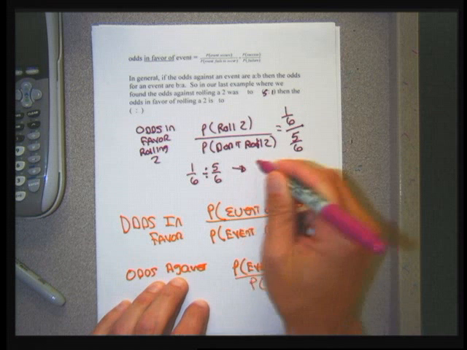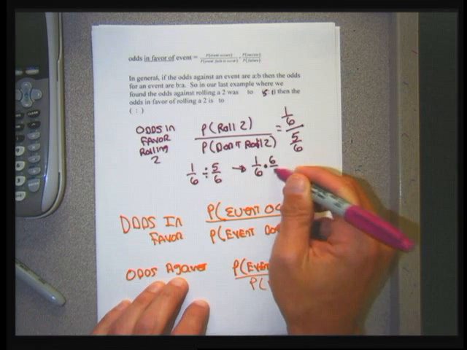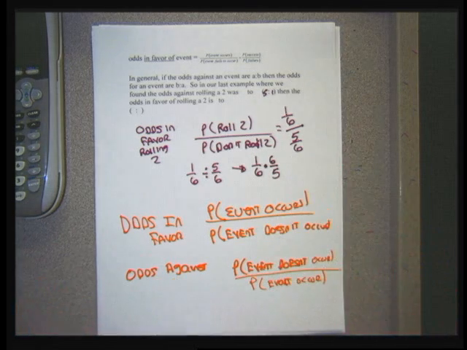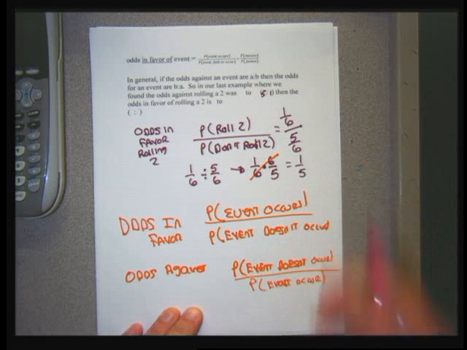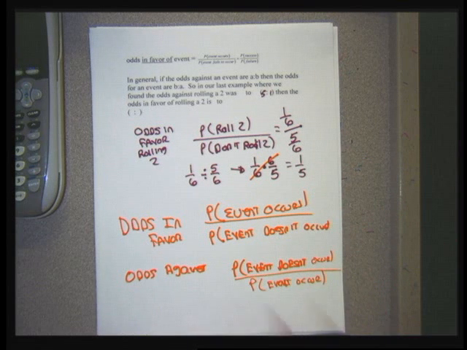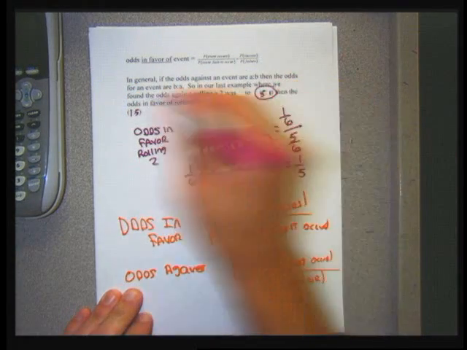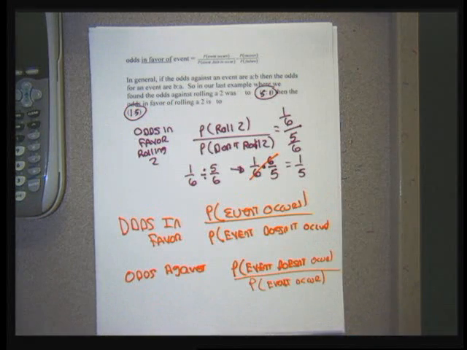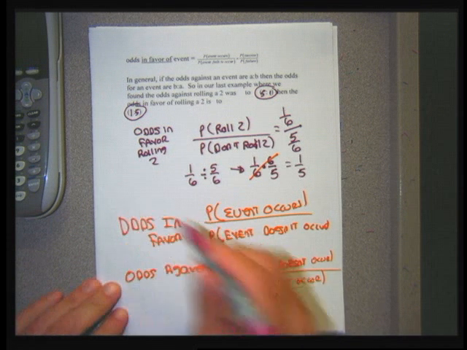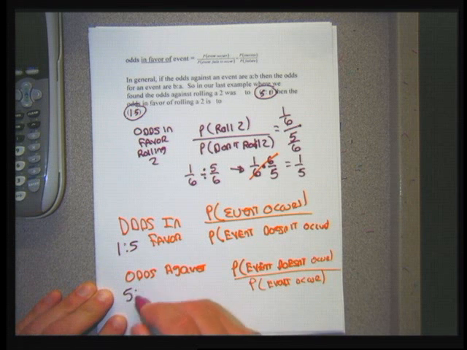If I write this as a division, that's 1 in 6 divided by 5 in 6. Then I'm going to make that division into a multiplication by flipping the fraction. So it's going to be 1 in 6 times 6 in 5. I'll cancel out the 6's and be left with 1 over 5. I say the odds in favor of rolling a 2 are 1 to 5, where the odds against were 5 to 1. It's always going to be the case if you know the odds in favor, you flip them, you get the odds against. If you know the odds against, you flip them, you get the odds in favor. So the odds in favor of rolling a 2 is 1 colon 5. The odds against rolling a 2 is 5 colon 1.